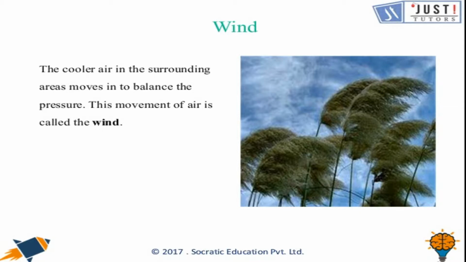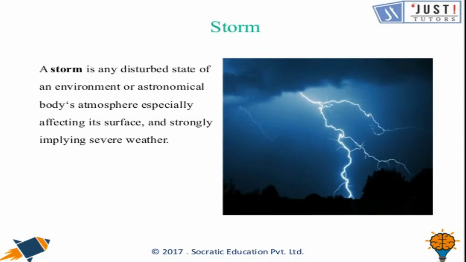Now let's move forward and have a quick discussion about storms. So storm means basically violent weather, usually heavy rain and wind, or you can say a disturbance of the atmosphere marked by wind and usually by rain, snow or thunder and lightning. We can say that a storm is any disturbed state of an environment.